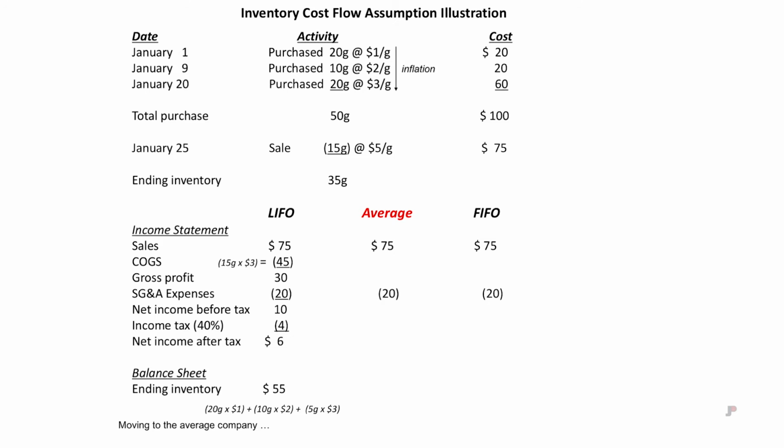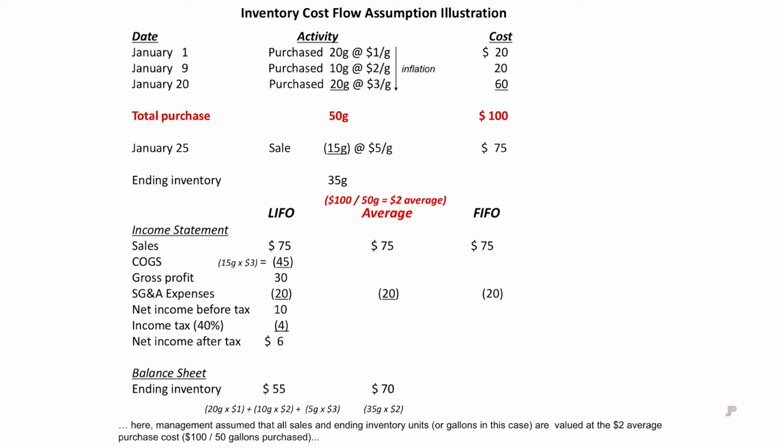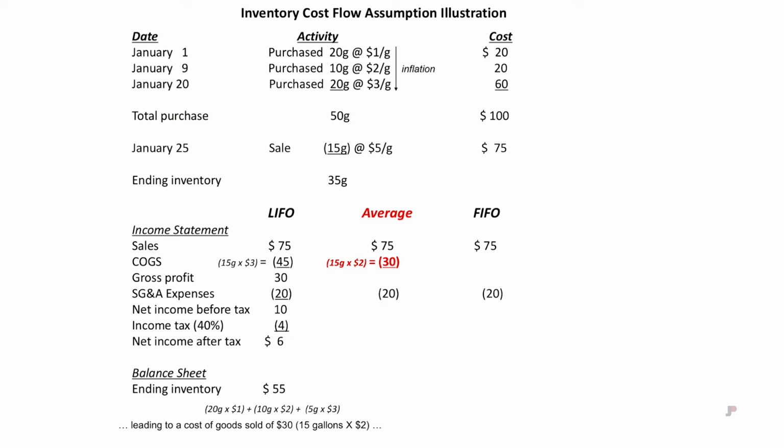Moving to the average company. Here, management assumed that all sales and ending inventory units, or gallons in this case, are valued at the $2 average purchase costs, $100 divided by 50 gallons purchased, leading to a cost of goods sold of $30, 15 gallons times $2, and an ending inventory of $70, 35 gallons times $2 per gallon.